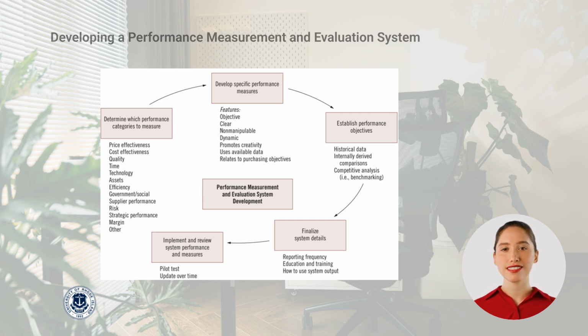Finally, organizations implement and review the system. Often, companies begin with a pilot test to ensure the measures are useful and accurate. Over time, the system should be reviewed and updated as organizational priorities, technologies, and supply chain conditions evolve. Overall, developing a structured performance measurement system helps organizations align supply management activities with strategic goals while continuously improving supply chain performance.